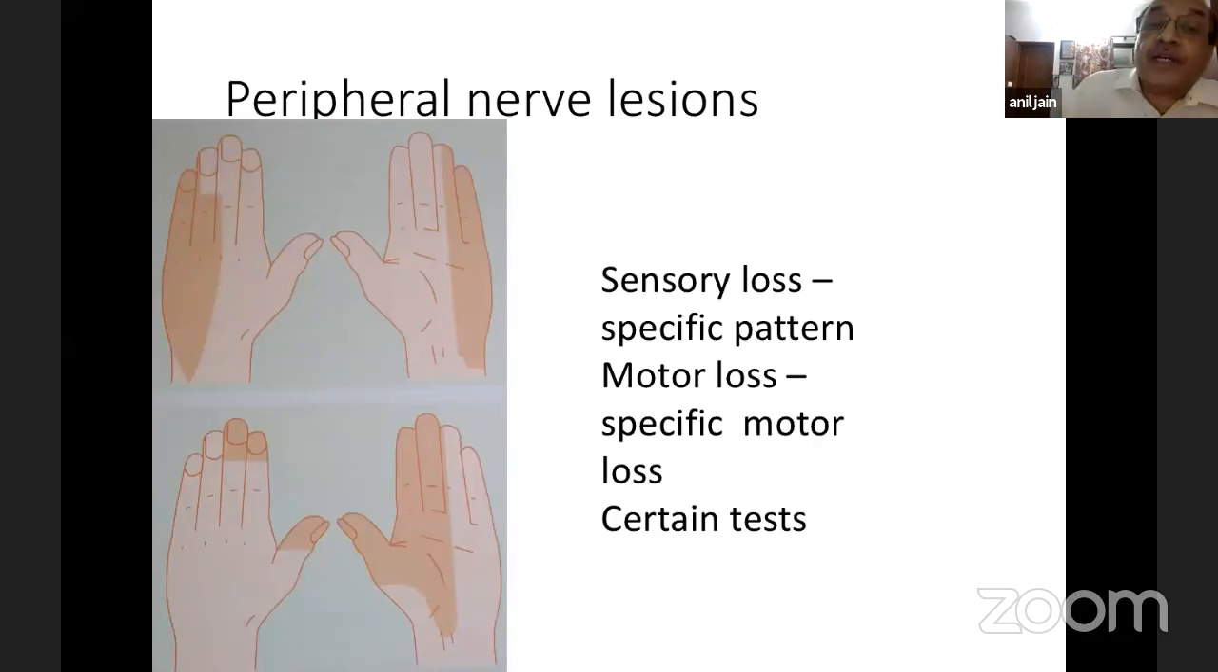Now this root has to be differentiated from a peripheral nerve lesion, which is almost a different cup of tea, because each peripheral nerve has a classical pattern of sensory loss and a classical pattern of motor loss. That will be a nerve lesion. So that's how we make a diagnosis of peripheral nerve lesion. So now we move from spinal cord to conus, to cauda equina, to a root, to a peripheral nerve. And by these, we are able to differentiate among all four.